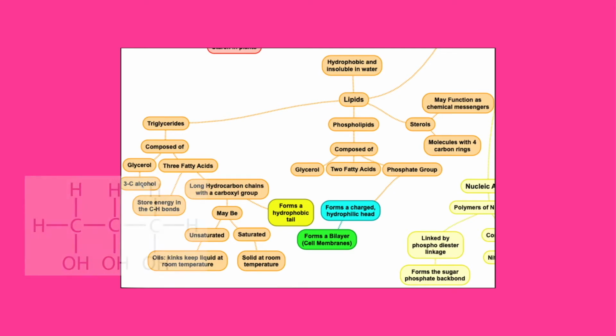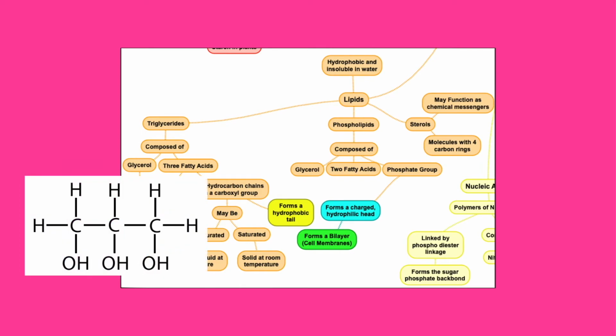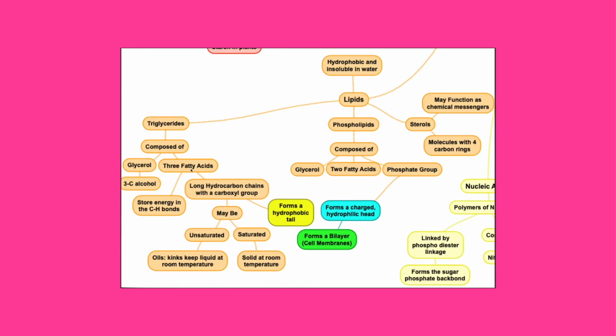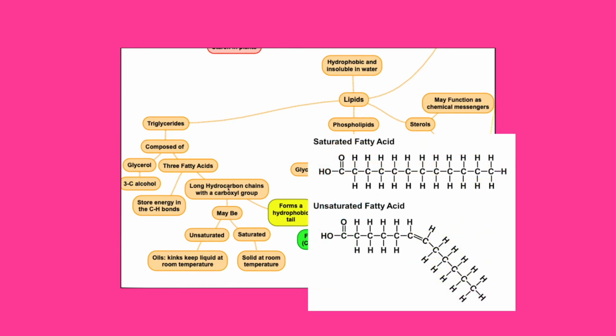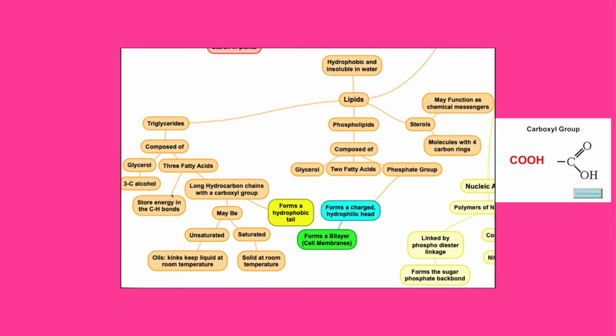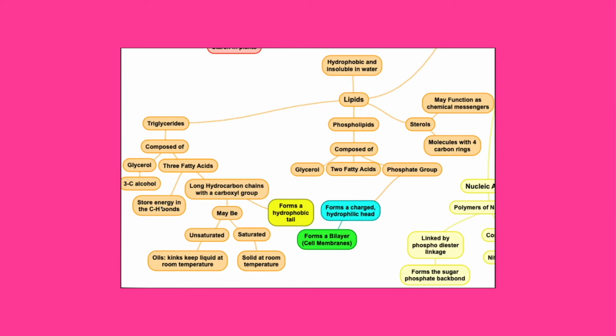Okay? Glycerol is a 3-carbon alcohol. It's got the formula C3H8O3. And then the 3 fatty acid chains are simply long chains of hydrocarbons, so carbon chains with a bunch of hydrogens added onto them, as well as a carboxyl group on one end. These 3 fatty acids are going to store energy in their carbon to hydrogen bonds, and this is why these particular molecules have lots and lots of energy, because they have such a large number of carbon to hydrogen bonds. So these large hydrocarbon chains, these fatty acid tails, can be saturated or unsaturated.